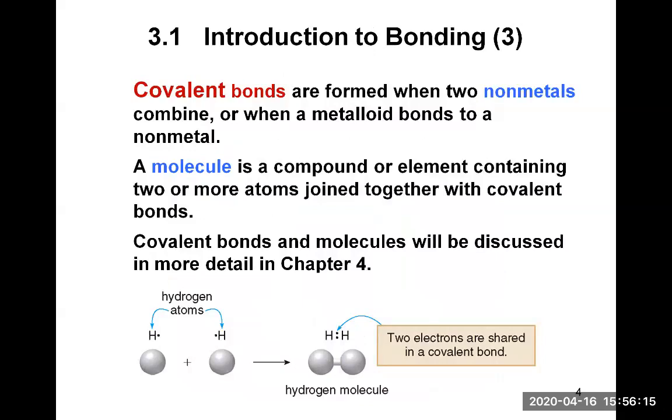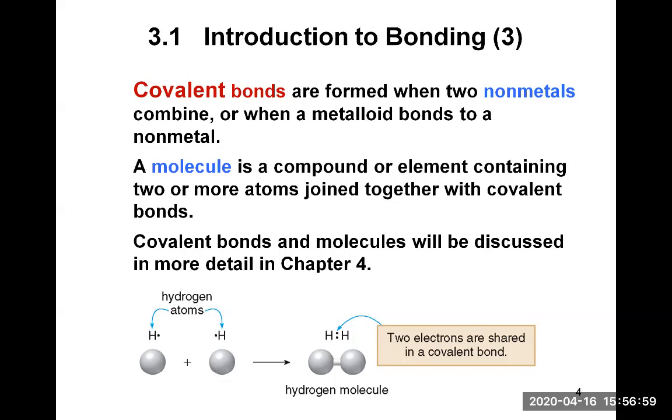Covalent bonds are formed when two nonmetals combine or when a metalloid bonds to a nonmetal. So covalent bonds are formed between nonmetals, which are found on the right side of the periodic table. Whenever atoms bind using covalent bonds, we call them molecules. A molecule can be a compound or an element. We've seen that it can be an element if it's two atoms of the same kind, like illustrated here with hydrogen. And so a molecule is when you have two or more atoms joining together with covalent bonds.